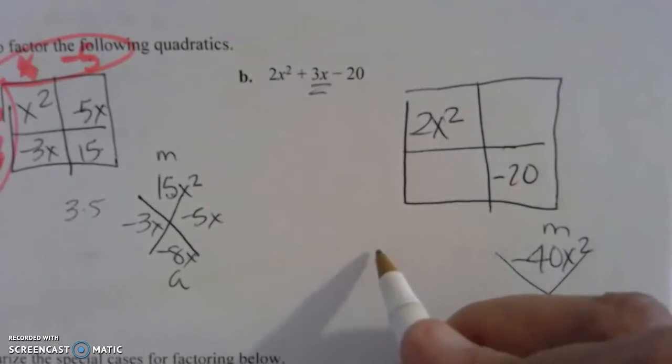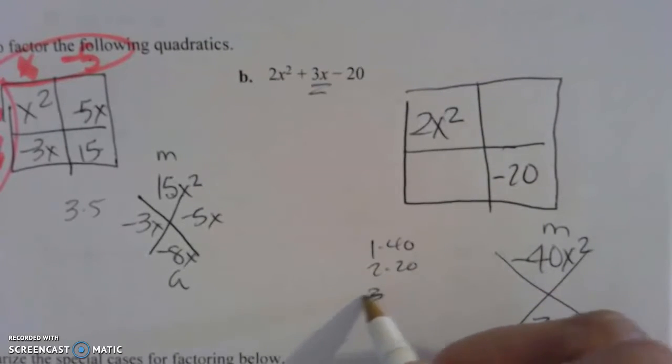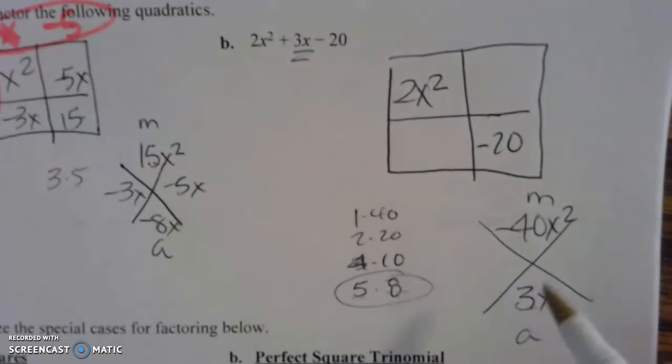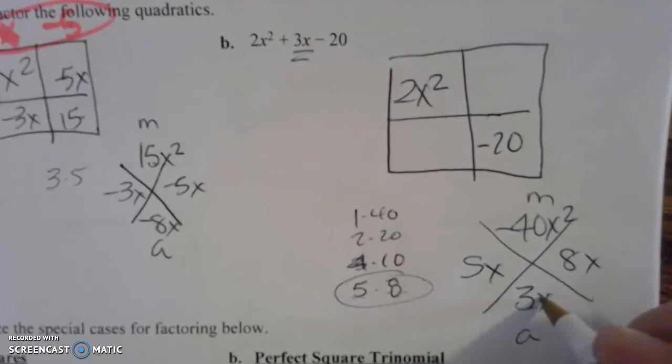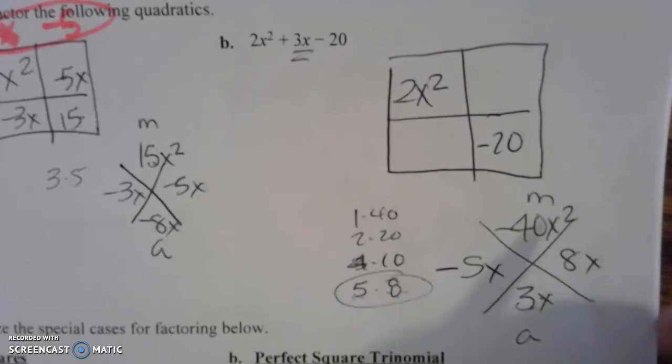Nothing pops in my head right away, so I'm going to go 1 times 40, 2 times 20, 3, nope, 4 times 10. Nothing makes 3 yet. 5 times 8. Oh yeah, 5 and an 8. See how they're 3 apart? I can multiply them, 5x and 8x. I want a positive 3, so this number becomes negative. The bigger number stays with the positive. The bigger number always gets the sign of this bottom term right here.